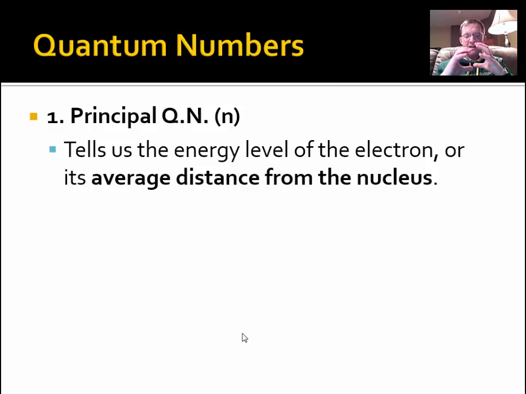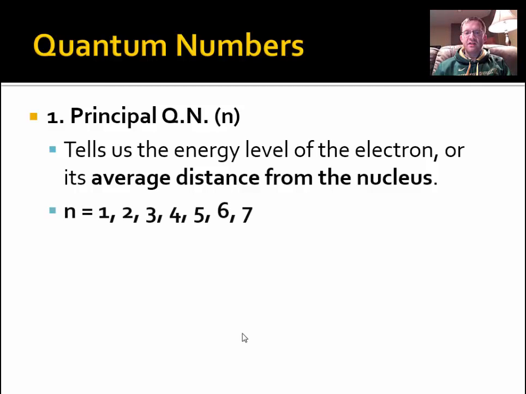Those rings, as they go out further and further, if we think about them as rings around the atom's nucleus, each of those rings is further from the nucleus, and so each of these energy levels is considered to be at a greater distance. And so when we look at the principal quantum number, it's telling us that distance. N can be represented as anything from 1 up to 7.